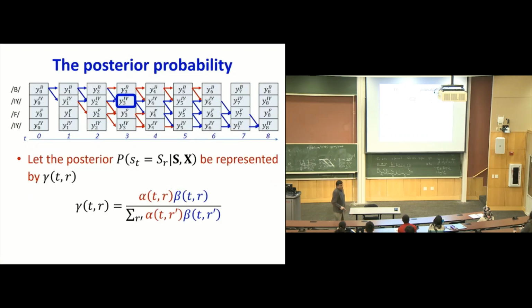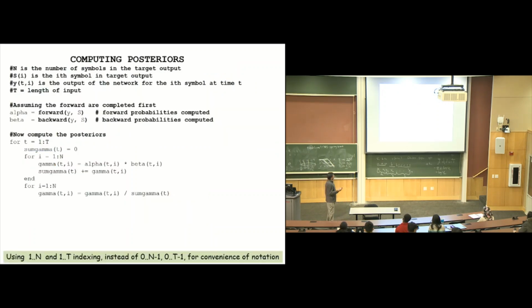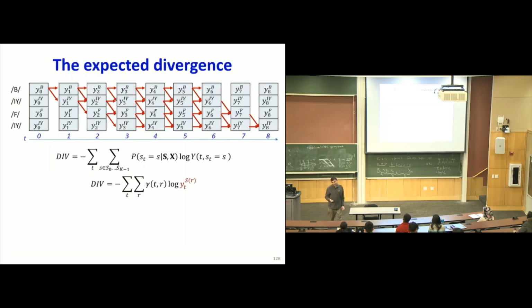Because the network produces a probability for every symbol, including symbols that are not in the target sequence, right? The rows are not the entire set, correct? So it's not one. That's why you have to normalize.